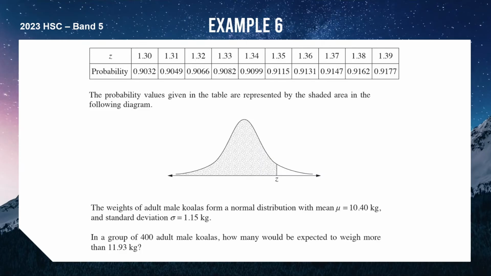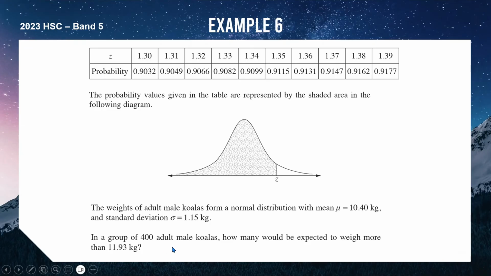So the actual question is, the weights of adult male koalas form a normal distribution with a mean of 10.4 and a standard deviation of 1.15. In a group of 400 adult male koalas, how many would be expected to weigh more than 11.93? Okay, so we want to use this table and this picture to figure out what percentage are going to be above our weight of 11.93. Once we figure out that percentage, we can apply it to the total data set, which is 400, and hopefully get an answer.